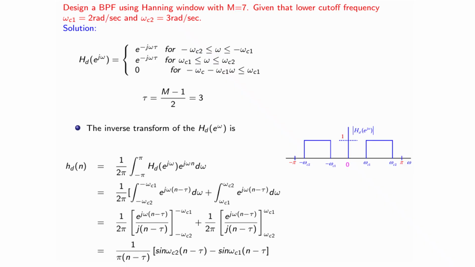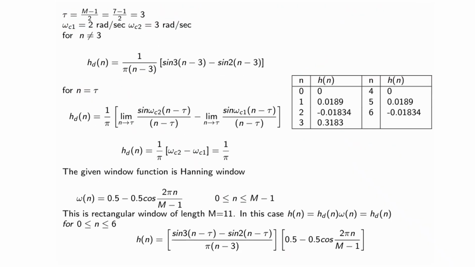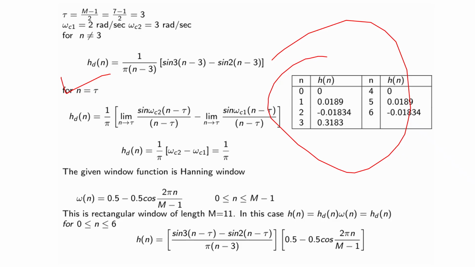Similarly, here is another question for the Hanning window, and here again, what is the question? Design a BPF, that is a band pass filter, using the Hanning window, and the remaining things, omega c and so on, are given. So again, take the inverse transform of your Hd, which is already given in the question, and then find out h_d(n) and then put the values and multiply using your window function.